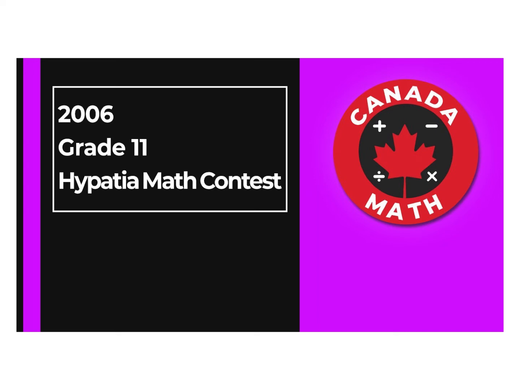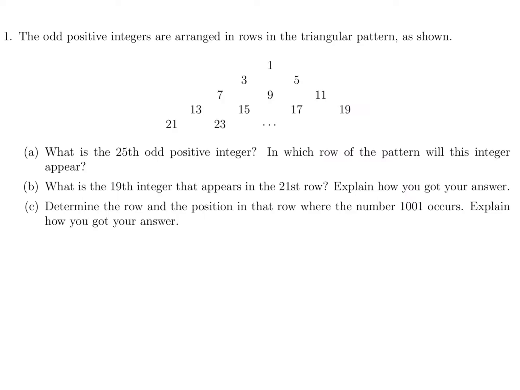2006 Grade 11 Hypatia Math Contest. The odd positive integers are arranged in rows in the triangular pattern as shown. What is the 25th odd positive integer? In which row of the pattern will this integer appear?